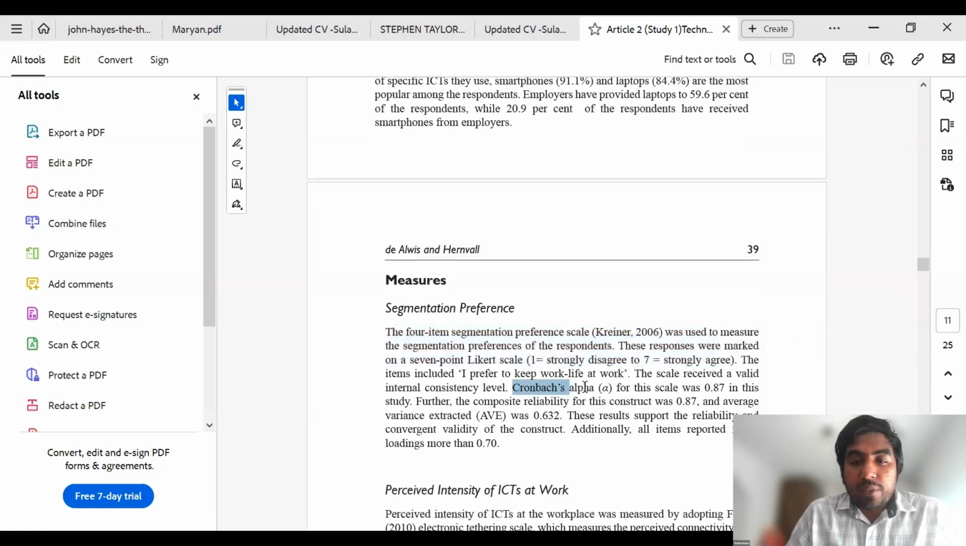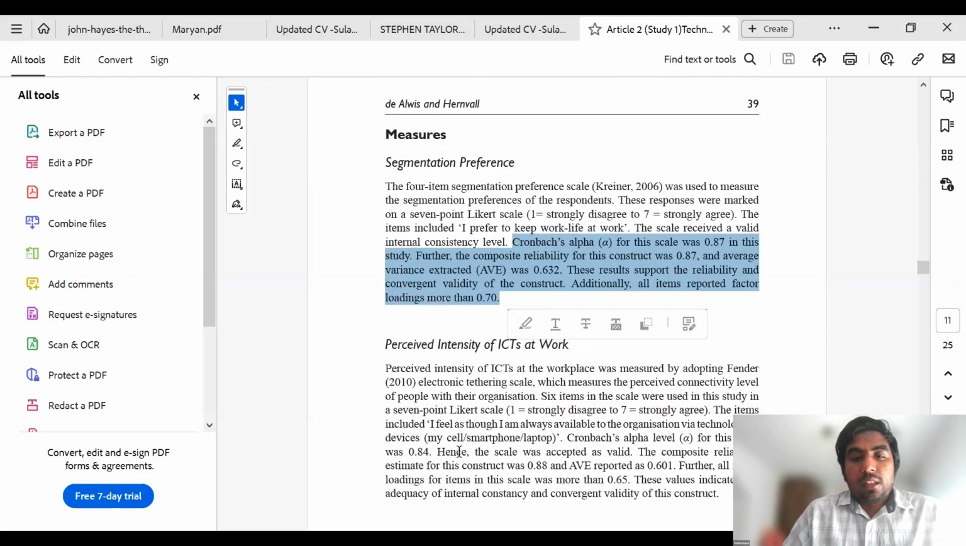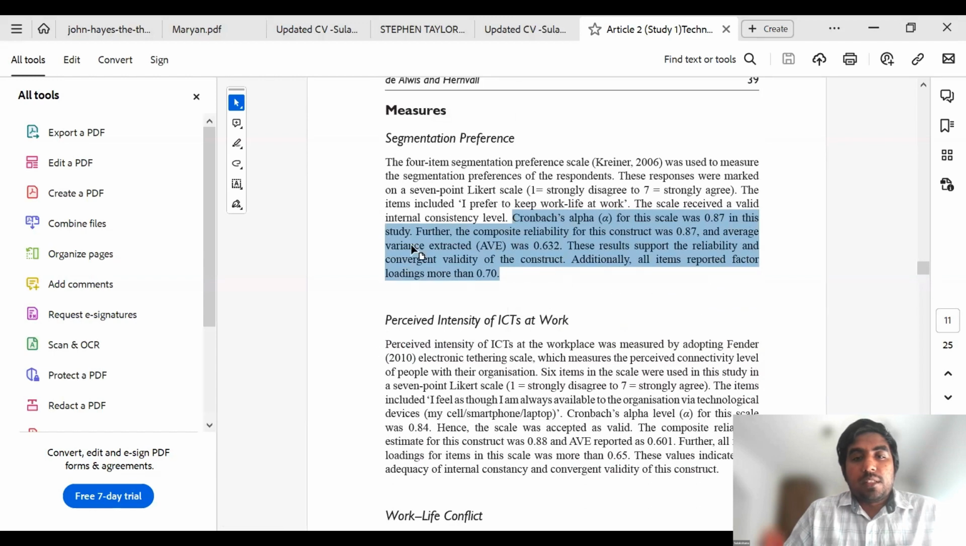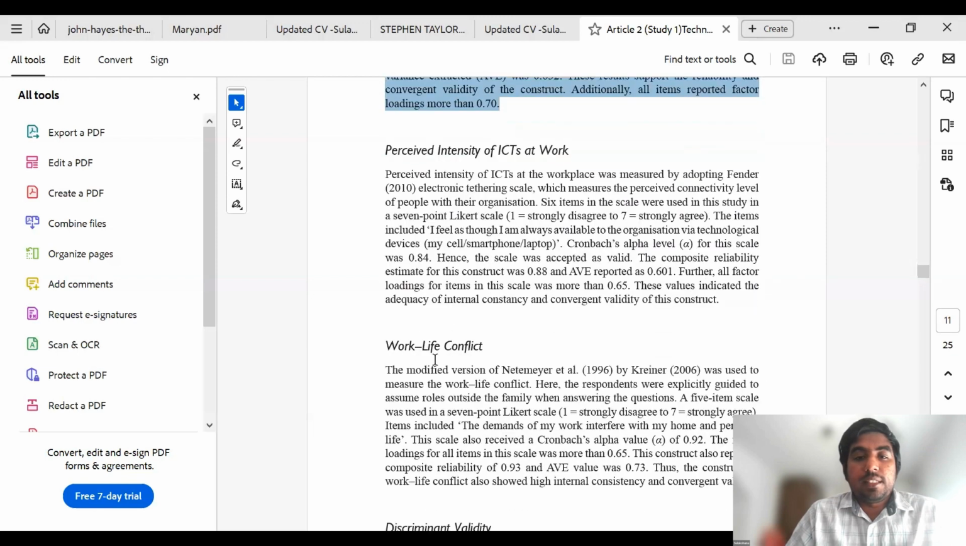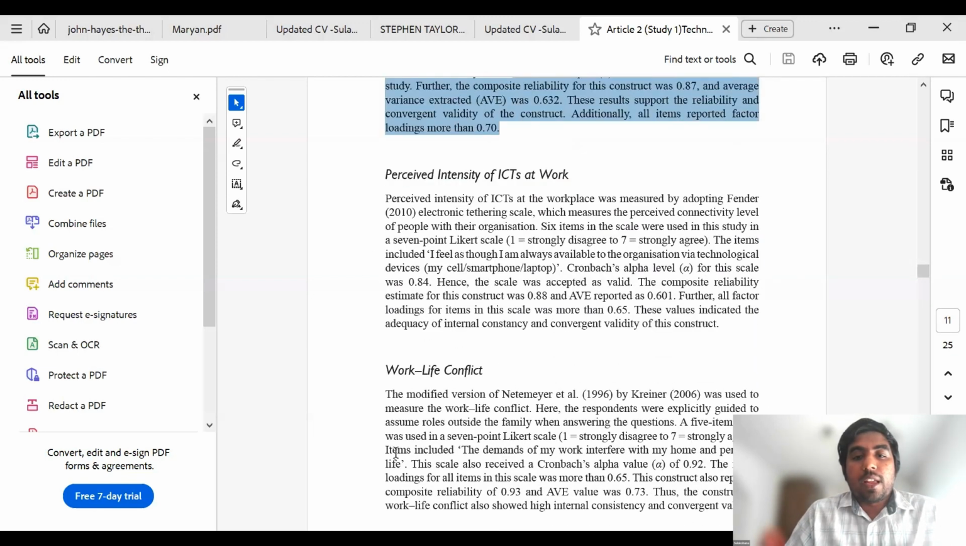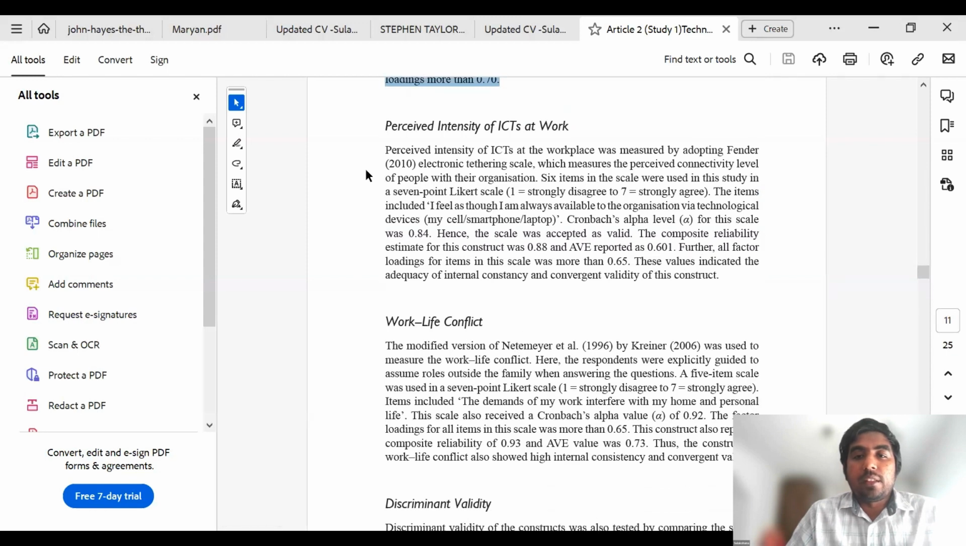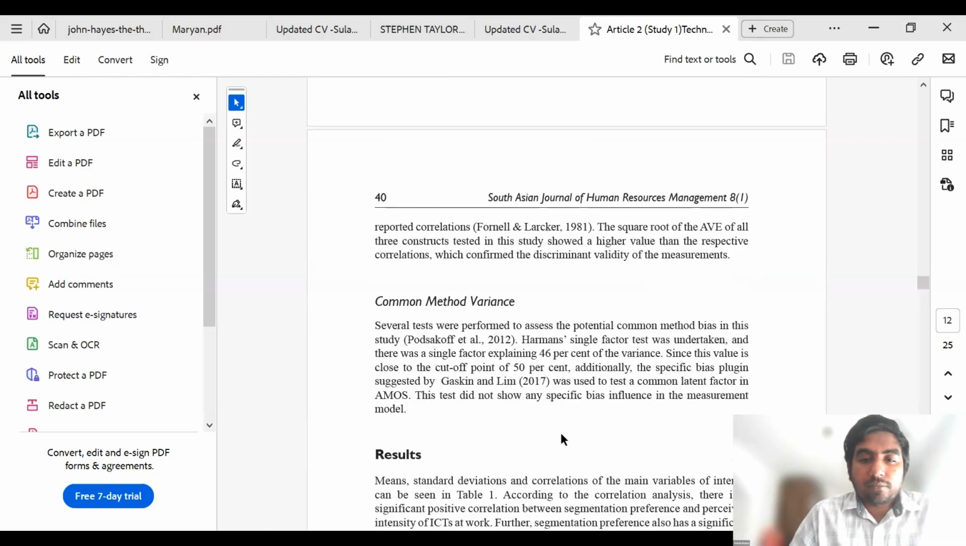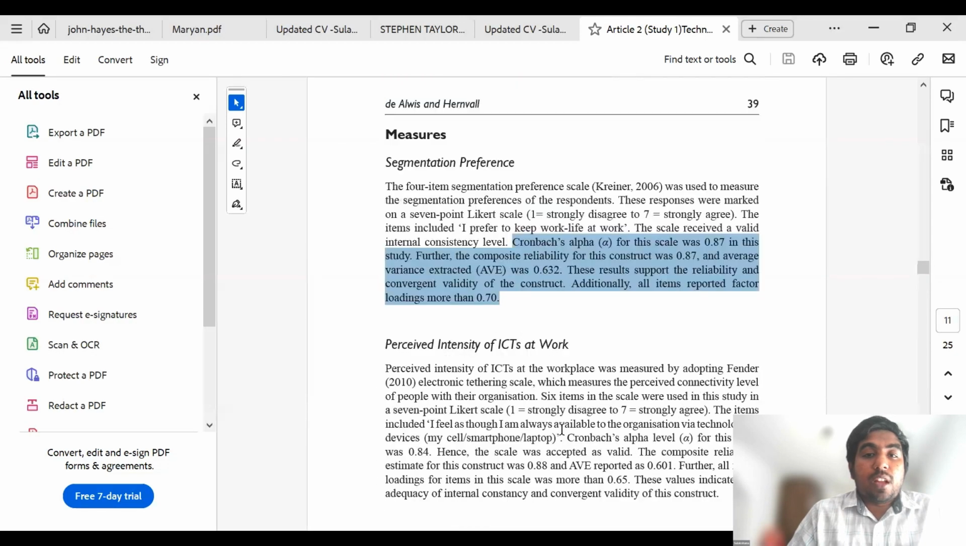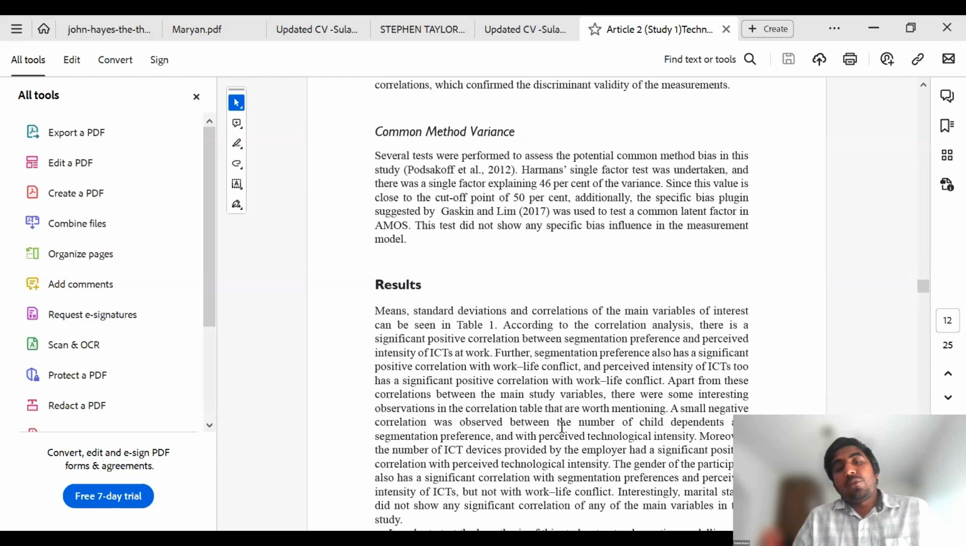Then I have mentioned the Cronbach's alpha in that, and also, if you have validity information, those things. So these are the variables I measured: segmentation preference, perceived intensity of work, ICTs, work-life conflict. So I have mentioned how I developed those questions, and the reliability and validity information.